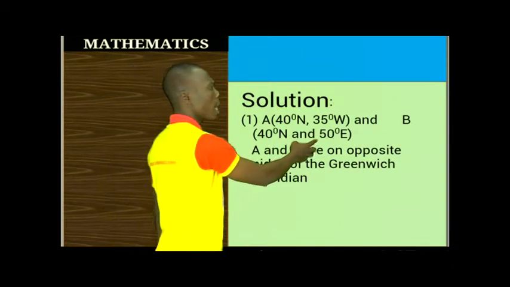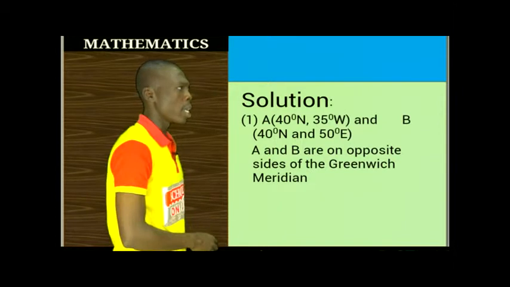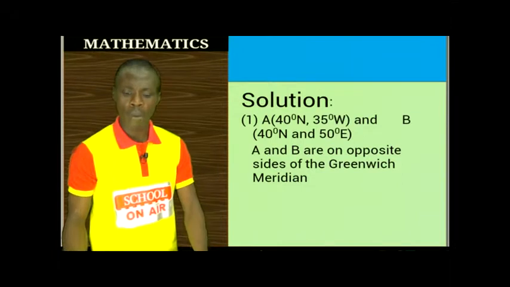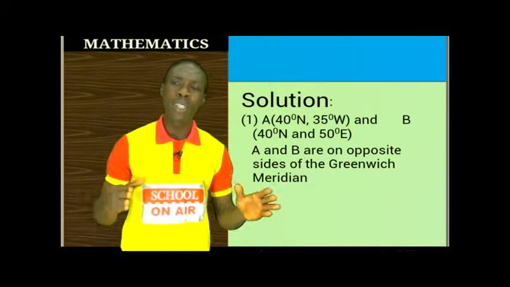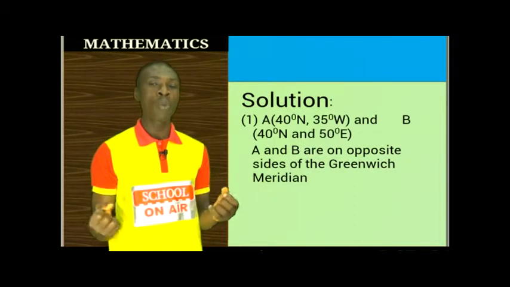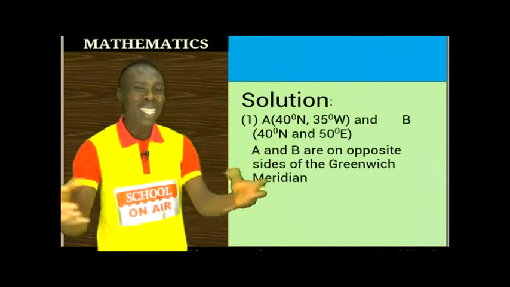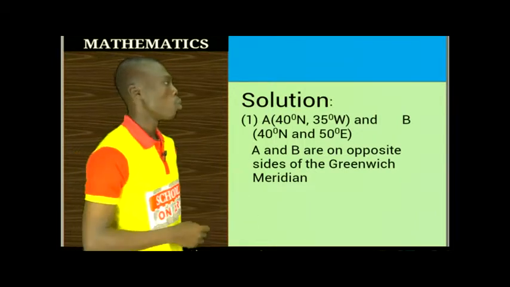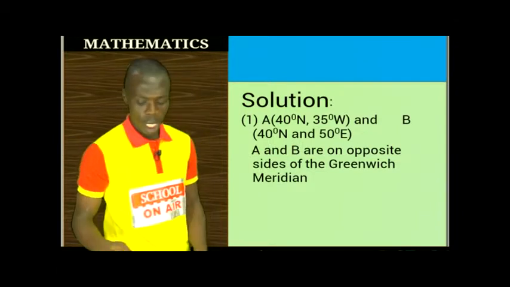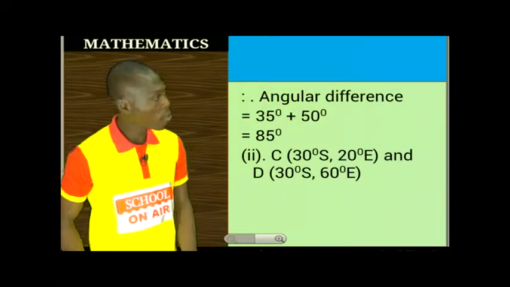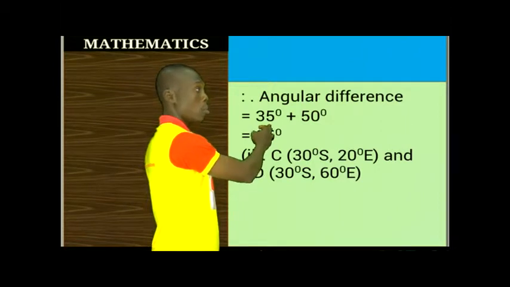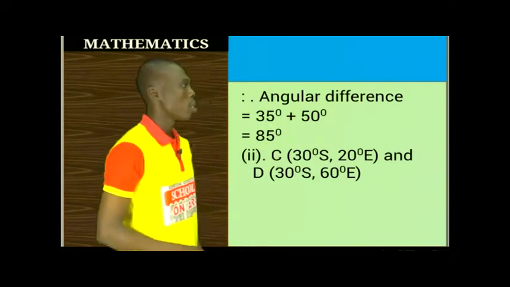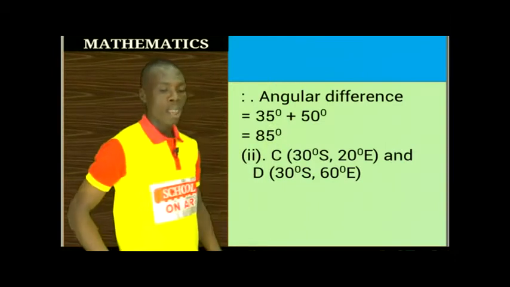So, if we look at this, we notice that A and B are on opposite sides of the Greenwich meridian, because this one is west of the Greenwich meridian, and this one is on the east side of the Greenwich meridian. And from what I've told us, when they are on different sides of the Greenwich meridian, the angular difference is calculated by adding the two of them together. It's when they are on the same side that you go ahead to subtract. So A and B are on opposite sides of the Greenwich meridian, and as a result, the angular difference is calculated as follows: 35 plus 50 degrees, which gives us 85 degrees.